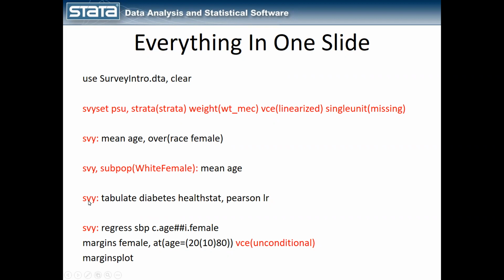You can do tables the same way, svy: tabulate. If you want to fit a regression model, svy: and you fit your regression model. If you're familiar with Stata, you can still use the margins command, but you'll need to add the vce(unconditional) option, and then things just work. So we've made it remarkably simple, at least in my opinion, to work with survey weights.